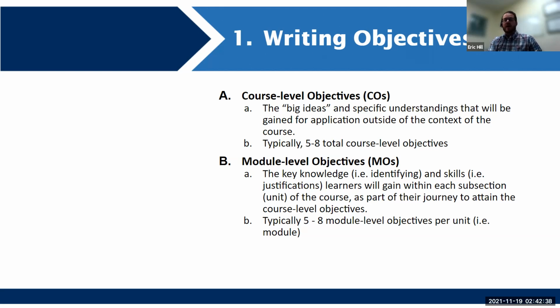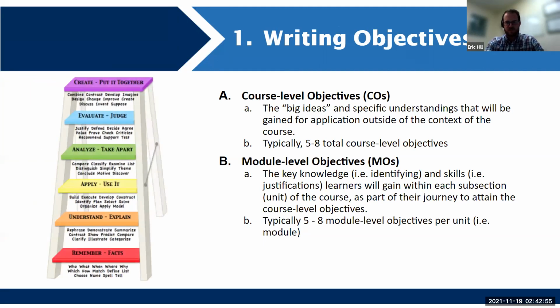So over a 15-week course, if we have on average 5 module level objectives, we're looking at, let's see, 5 times 15, 75 module level objectives over the course itself. If I've done my math correctly, I hope I have. Let's see, 15 times 5. Yes, that should be 75.